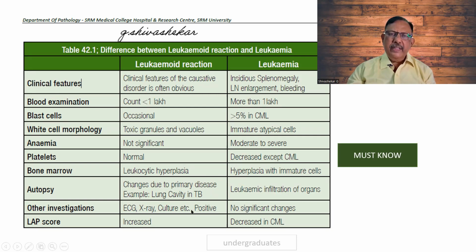Other investigations such as ESR, culture and sensitivity, X-ray, etc. will be positive in leukemoid reaction and not so in leukemia. The lab score is increased in leukemoid reaction, more than 140. Here in leukemia it is decreased. This is a must-know and we shall remember it.